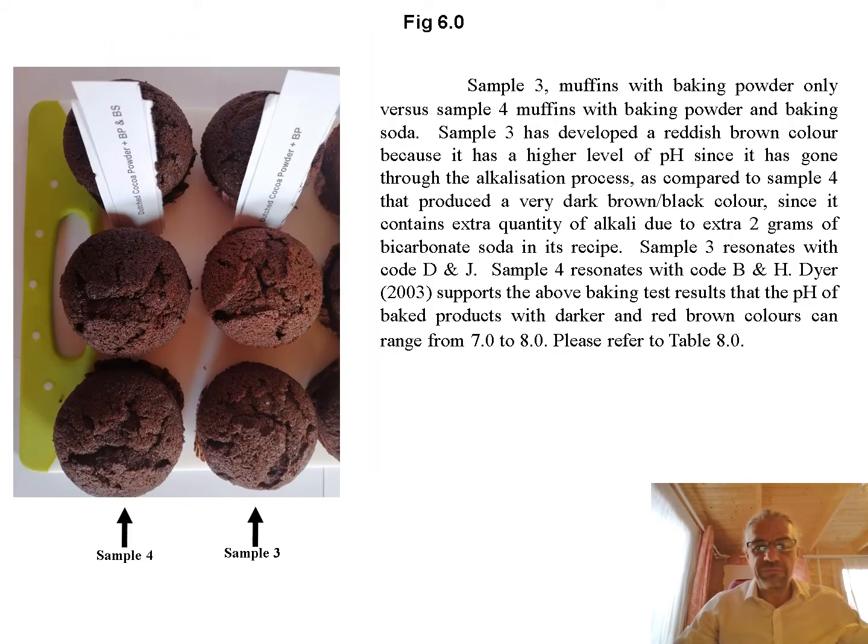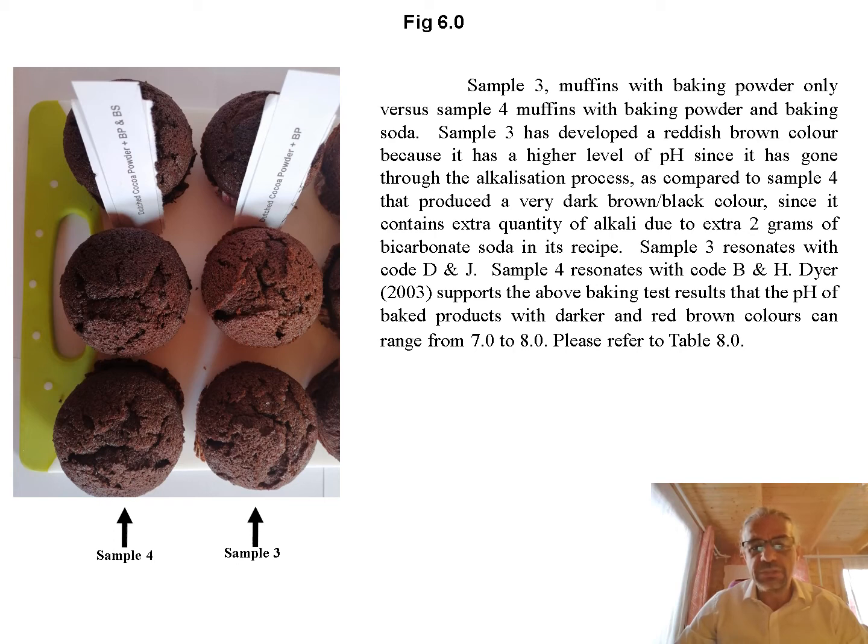Sample 3 muffins with baking powder only versus sample 4 muffins with baking powder and baking soda. Sample 3 has developed a reddish brown color because it has a higher level of pH since it has gone through the alkalization process, as compared to sample 4 that produced a very dark brown black color since it contained the extra quantity of alkali due to an extra 2 grams of bicarbonate soda in its recipe. Sample 3 resonates with code D and J. Sample 4 resonates with code B and H.